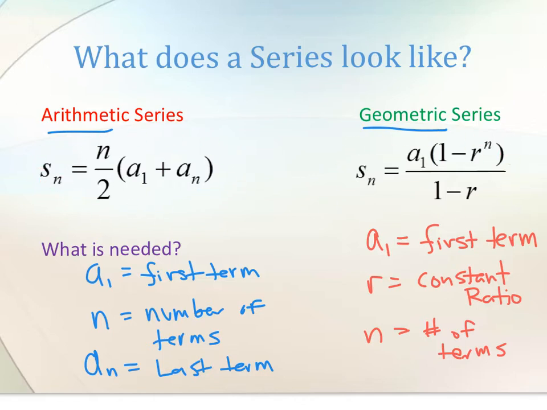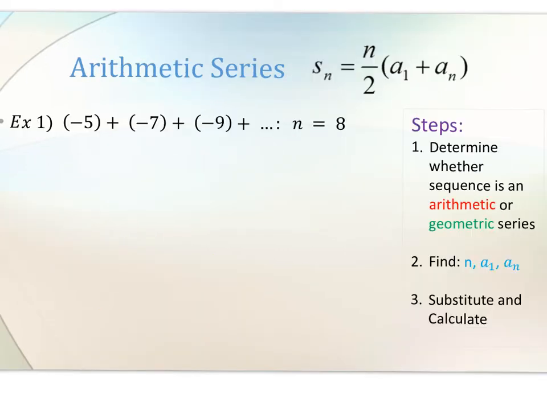We have a formula for the series. We just find those pieces of information that are missing, plug them in, and then we solve them. And so we're going to look at a couple examples of how that works. The first thing that we're going to look at is an arithmetic series.